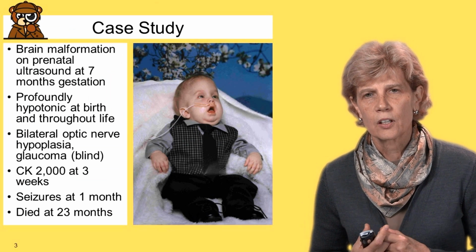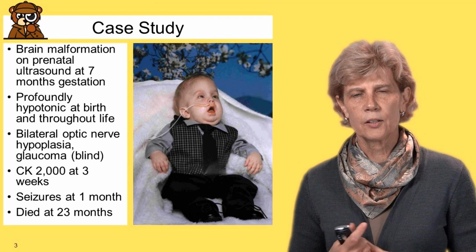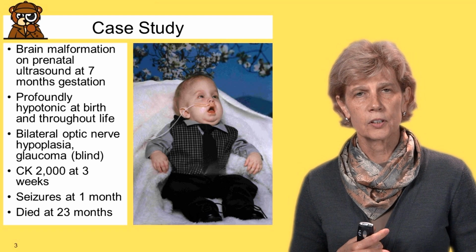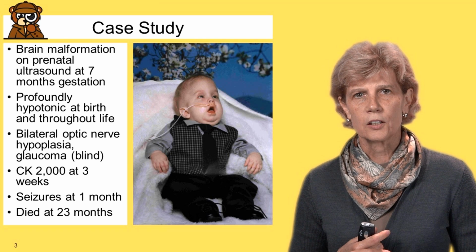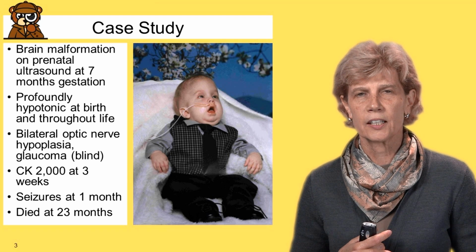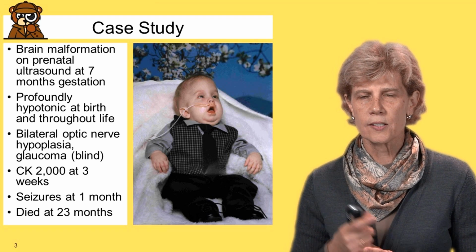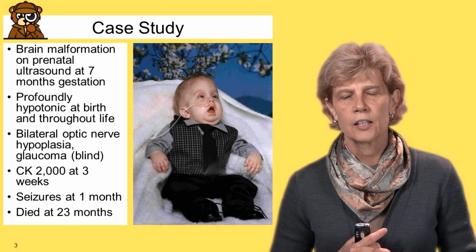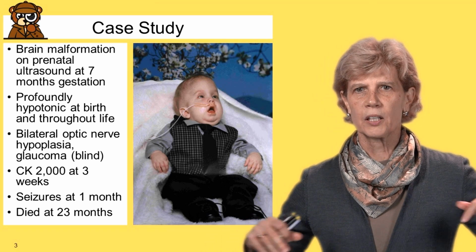So the first patient is one that I took care of many years ago now. He was known prior to delivery to have an abnormality of brain formation by a prenatal ultrasound. When he was born, he was profoundly hypotonic and weak, and he remained hypotonic and weak throughout his life. You can see that in this professional picture, he is propped up. He's not able to sit by himself. He's propped up on a chair.